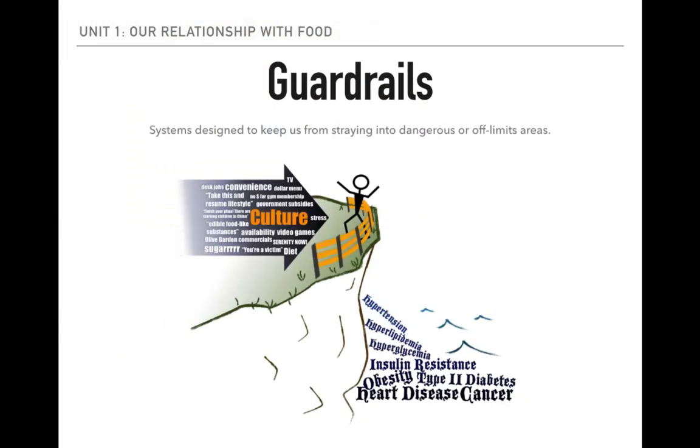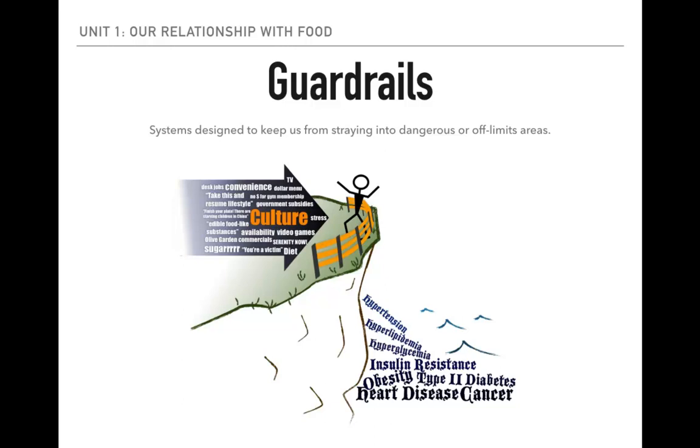Let's now pivot into some concepts of behavioral change, and if you've had my health and wellness course, we talk about personal standards of behaviors as guardrails. Now, guardrails, by definition, are systems designed to keep us from straying into dangerous or off-limits areas. And while we understand their usefulness on the road, we can also ask the question, what keeps you from straying into chronic disease? We know that our culture of convenience, stress, processed food, you might say our food culture, pushes us to the edge of the proverbial cliff.